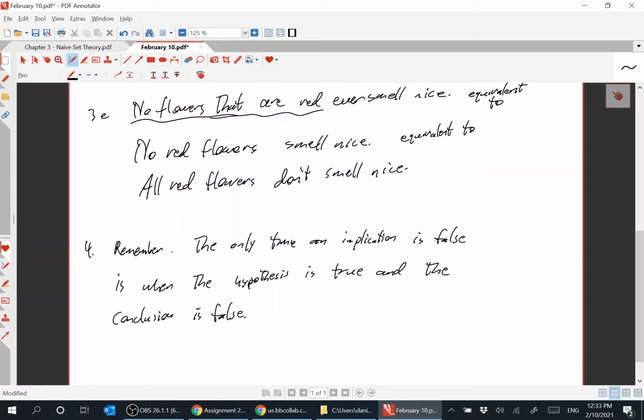What if the hypothesis is false? Then the implication is true. What about the conclusion? It doesn't matter, it's irrelevant. When the hypothesis is false, the conclusion is completely irrelevant. It could be true, it could be false.